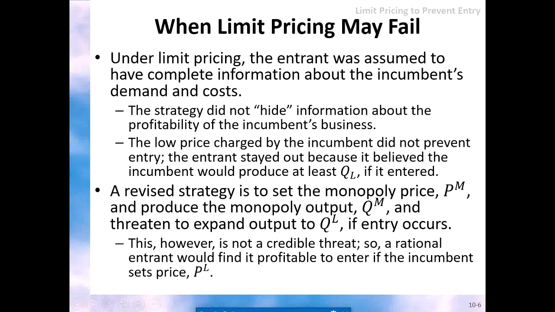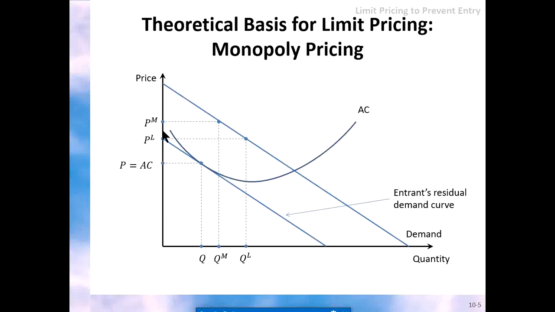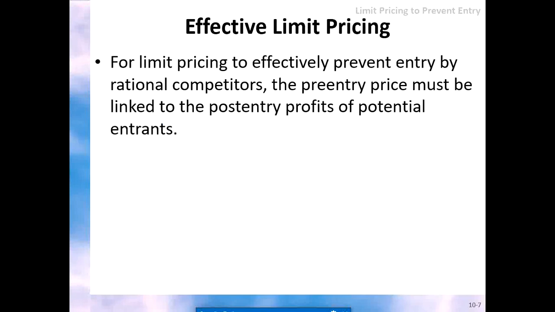So a revised strategy is to set a monopoly price PM and produce at the monopoly output QM, which is here, and threaten to extend the output to QL if entry occurs. This means that the monopoly will not reduce the price and increase the output, but keep producing at PM and QM, while threatening to decrease the price and increase the quantity if another competitor enters the market. This, however, is not a credible threat, so a rational entrant would still find it profitable to enter if the incumbent set price PL. So what is the effect of limit pricing?